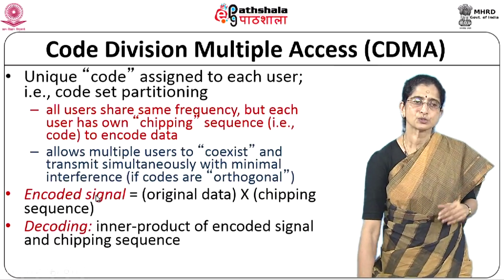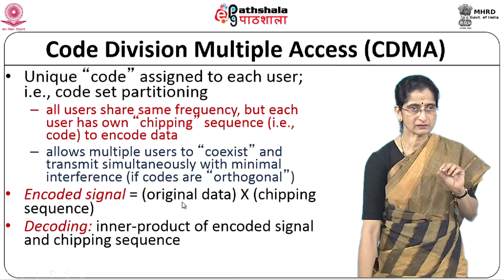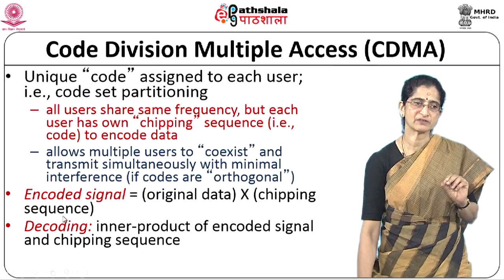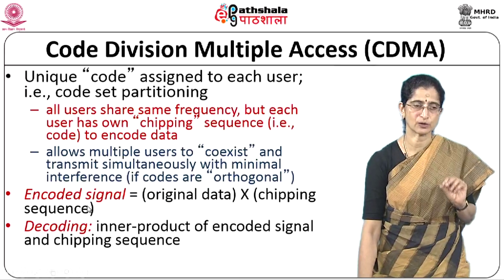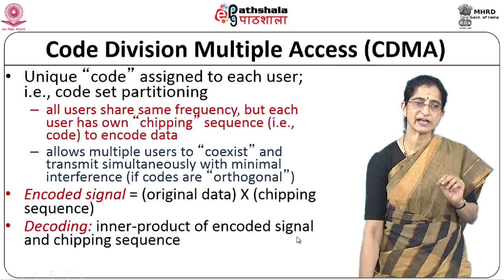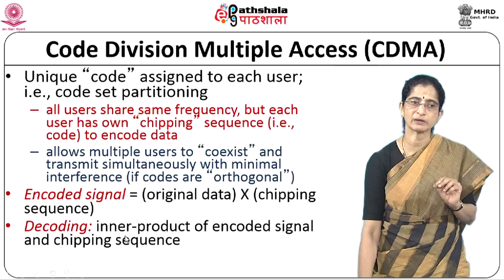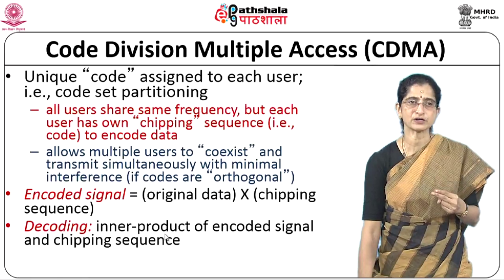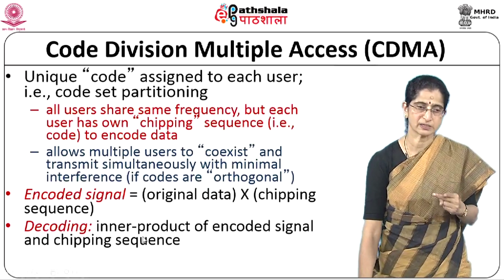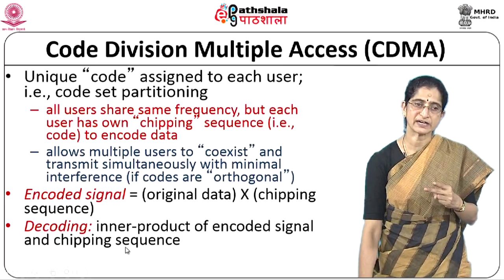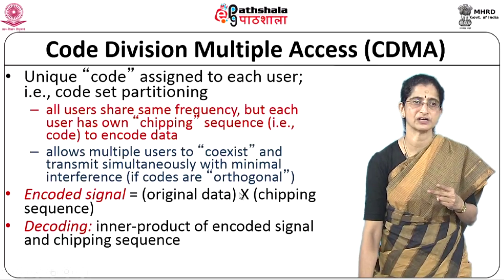The encoded signal is found like this: you take the original data and multiply it with the chipping sequence. That becomes your encoded signal. Your decoding is the inner product of the encoded signal and the chipping sequence. Remember, inner product is what I just talked about: if I have two vectors, the dot product of the two vectors is called the inner product. You take the encoded signal and do a dot product of that with the chipping sequence, and you will get back your original data.